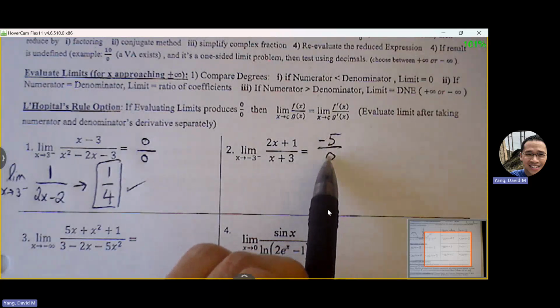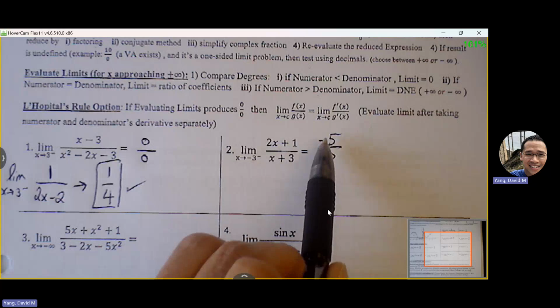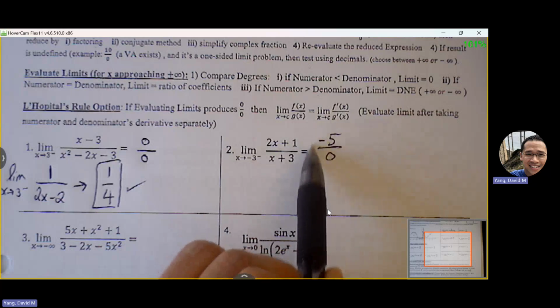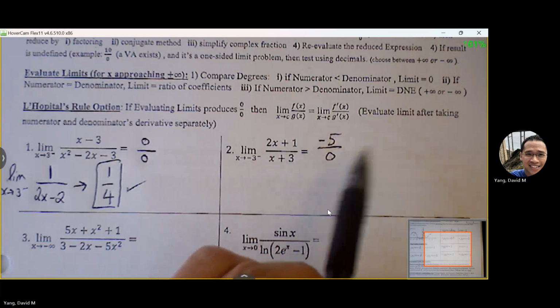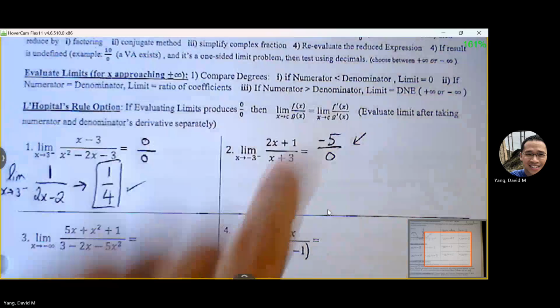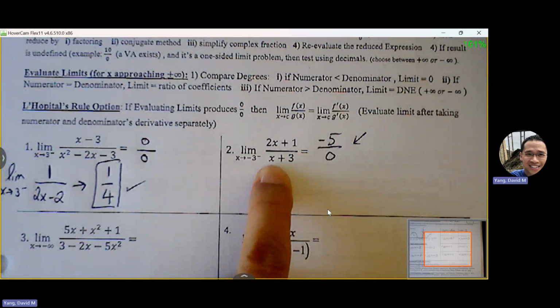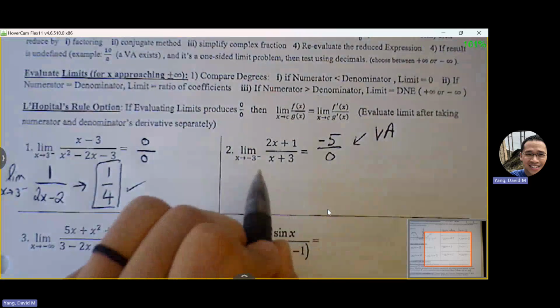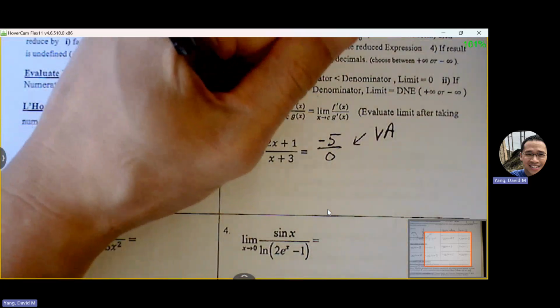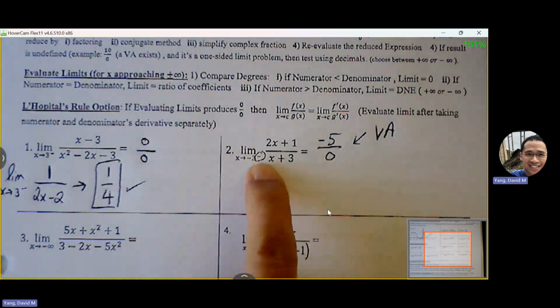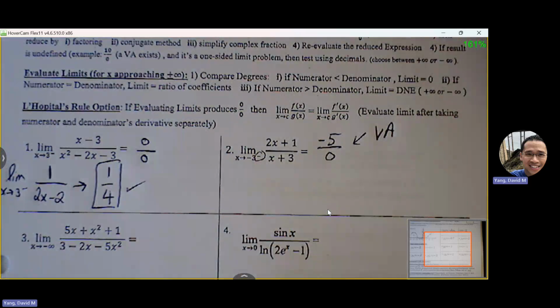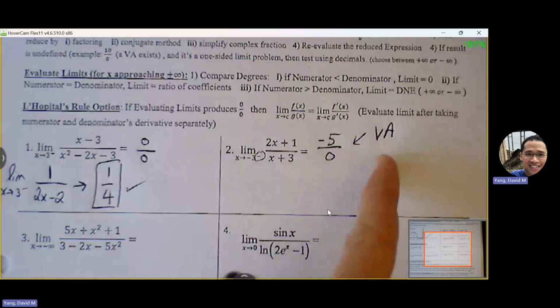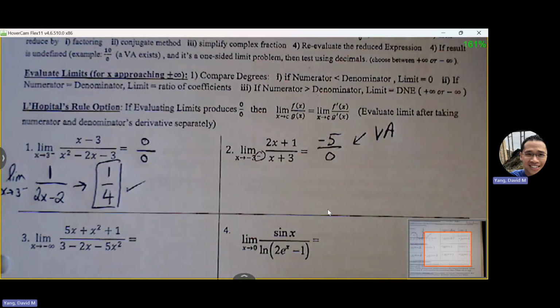If you get a -5 over 0 or -10 over 0, a non-zero over 0, what's happening here? Visually, what's happening in this graph? There's a vertical asymptote. We know the limit doesn't exist, but if you look more carefully, it's not asking for the full limit. It's asking, as it approaches -3, is it headed towards positivity or is it headed towards negativity, right? If you're approaching a vertical asymptote, there's only two options. You're either going to shoot up to positive infinity or go down to negative infinity.